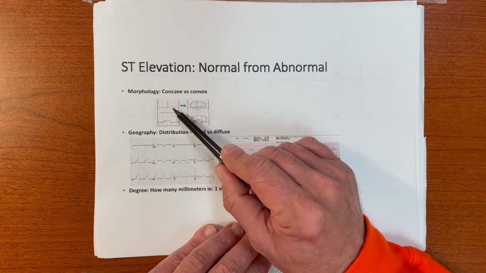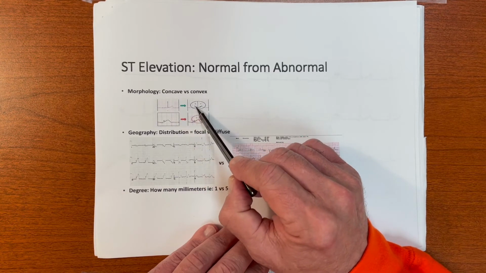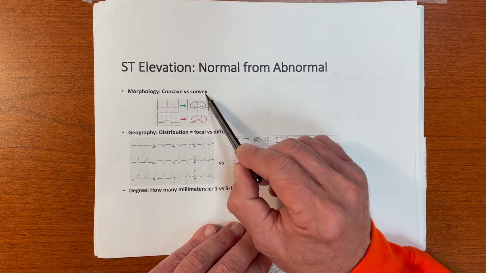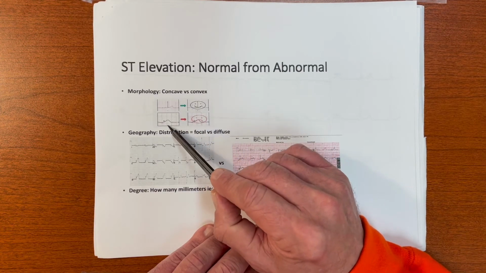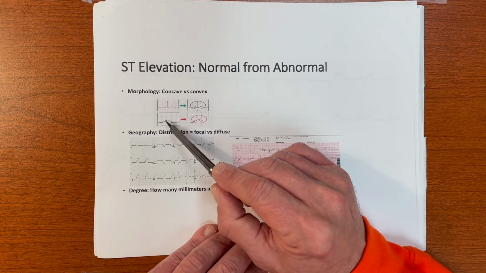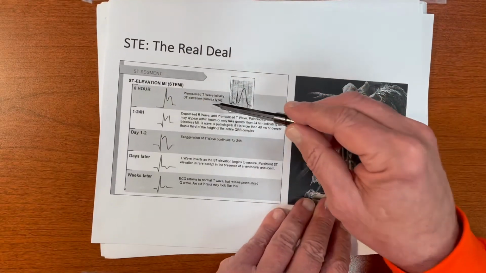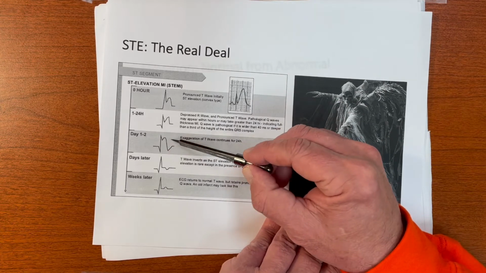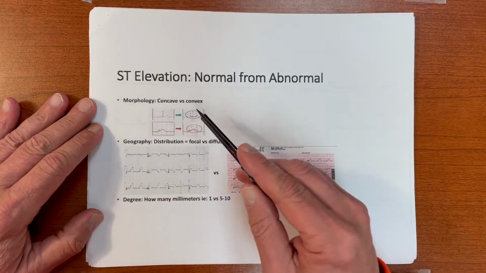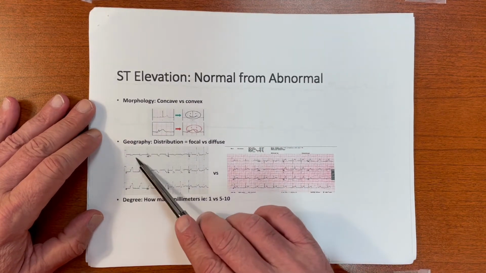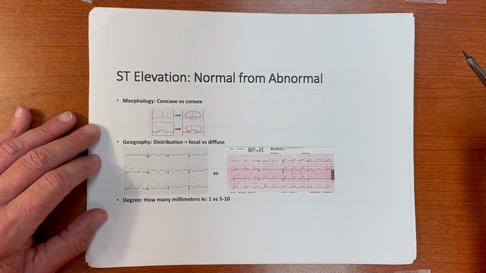Why is that important? Because the smiley face is smiley, think happy, think benign causes of ST segment elevation. And then the frowny face, the bad kind of ST segment elevation, that is what we've been talking about here. See the frowny face there. All right. So now we move on to geography, and we're talking about focal versus diffuse.